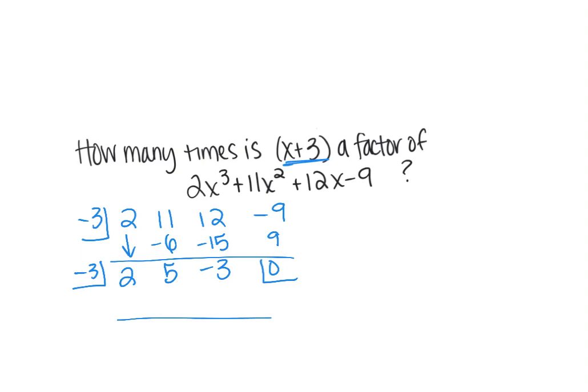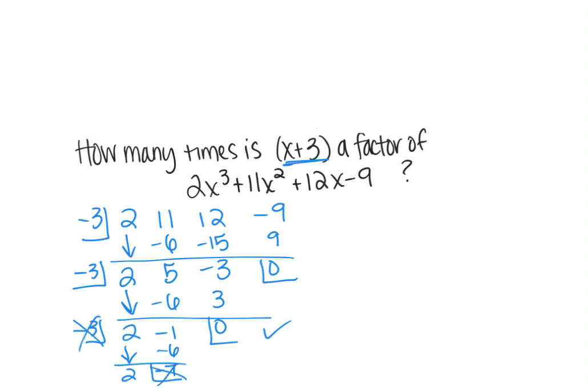I can just go from my result. Here we have the 2, multiply, bring down, multiply. We get a 0 again. Are we going to get lucky for a third time? Bring down the 2, multiply, and that gives us -6. We have -7. So no, it's not a factor a third time, but it is at least a factor twice. So you can figure out how many times something is a factor by doing that repeated division.